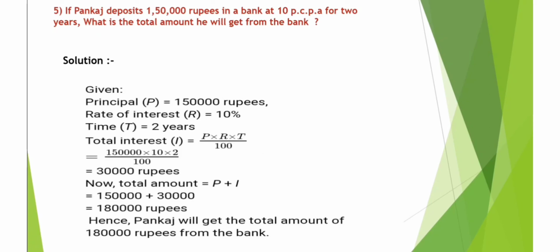Now we have to find the amount. The formula for amount is principal plus interest. You substitute the values. Principal is 1,50,000 plus interest, what we got is 30,000 rupees. So when you add, what do you get? 1,80,000 rupees. Hence, Pankaj will get the total amount of 1,80,000 rupees from the bank.